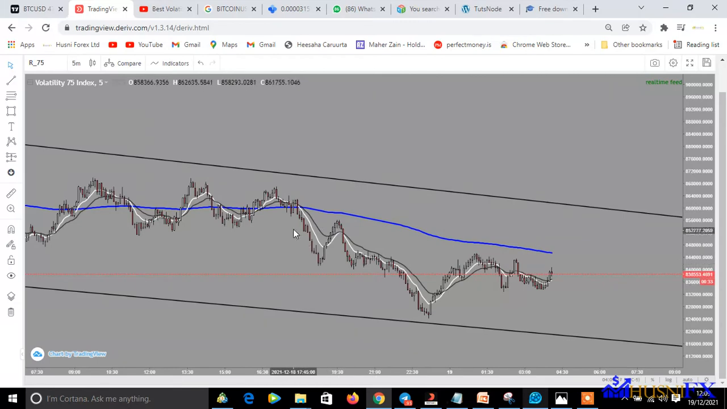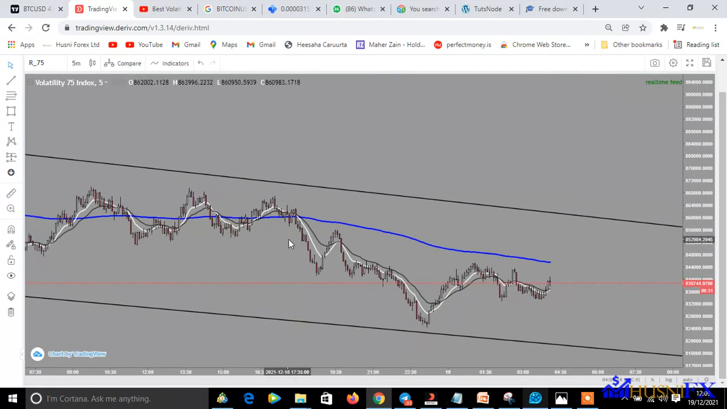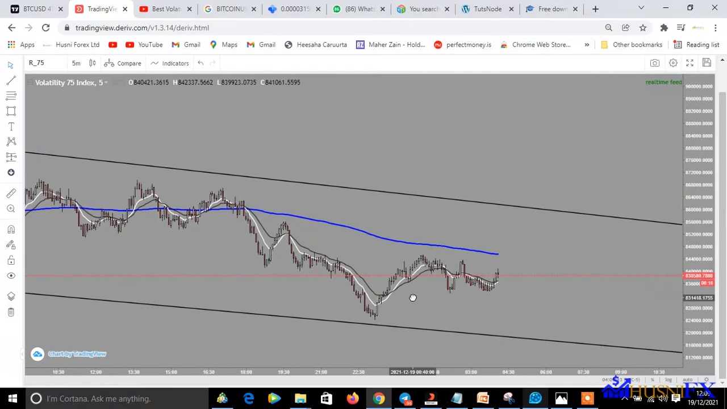It means this market still wants to go down. It still wants to go down at lower time frames because it's in a bearish, or what we call a pullback or correction or contraction phase according to the 1 hour time frame.